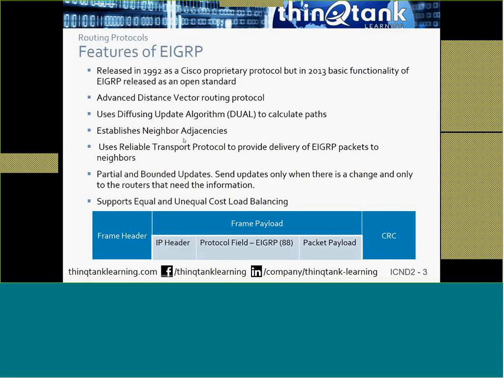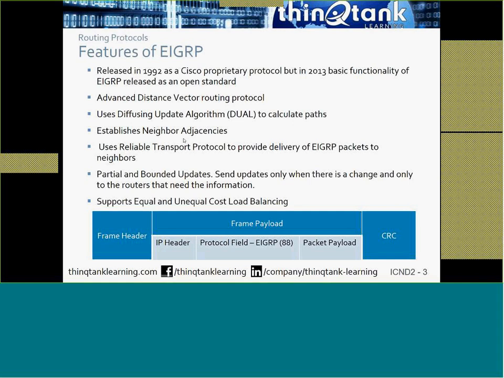It was released in 1992 as a Cisco proprietary protocol, but in 2013, the basic functionality of EIGRP was released as an open standard, and it now falls under the IETF umbrella, just like OSPF does. When we say the basic functionality, we mean being able to set up a basic EIGRP network, but some of the enhanced features like stub routing and whatnot are not included in that open standard release.